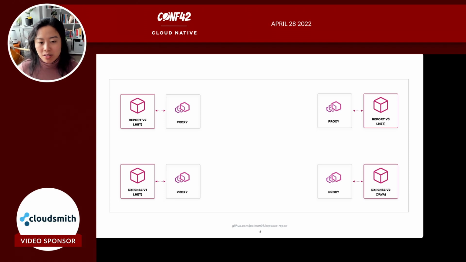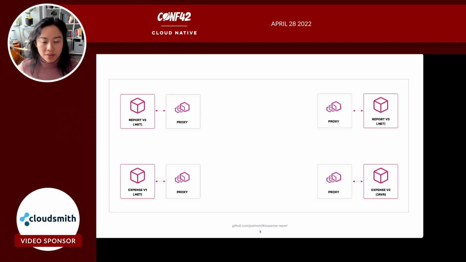Service meshes rely on something called proxies. In this case, we're talking about Envoy proxy as a tool, but there are many other proxies as well as service meshes with other custom proxies. But in this case, we'll just focus a little bit more on Envoy. For every application instance that you have, for example, I have report v2, report v3, expense v1, and expense v2, I have a proxy running next to it. The proxy is responsible for all communication between services. So anytime you need to communicate out of report v2, it goes through proxy. Anytime it comes in, it's through proxy.